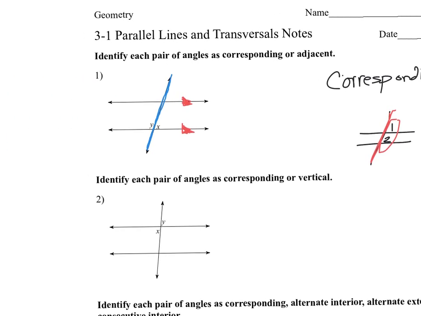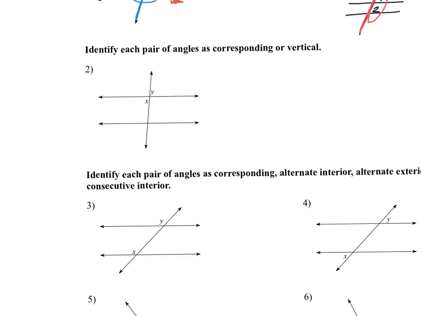So if we go back to this example, we look at X and Y, these are not corresponding. Okay, that does not look like our definition or picture over there. These instead are adjacent. We've looked at adjacent before. Adjacent just means next to. So these two angles are right next to each other. Okay, let's look at the next example. So we have corresponding and vertical again. Okay, remember what vertical is? Back to back. These are back to back. So those would be considered vertical angles.